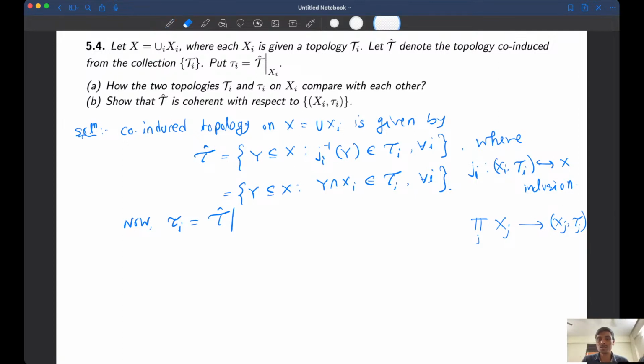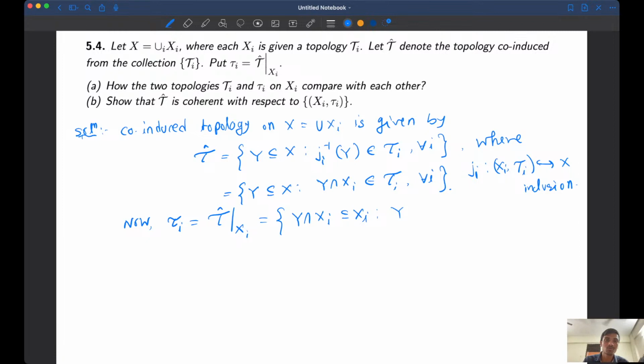Similarly for the induced case also. So in this case we are only looking at the co-induced one. Now on X you get a topology, and the Xi are subsets of X, so you can consider the subspace topology on this Xi. So just restrict it to Xi. In terms of this topology, we intersect each open set with Xi. So consider Y intersection Xi, which is now in Xi, such that Y lies in tau hat. But Y lies in tau hat means that Y intersection Xj belongs to capital tau j for all j.